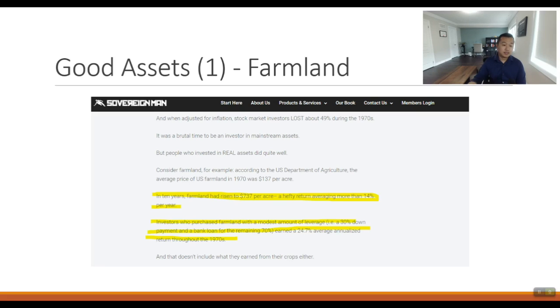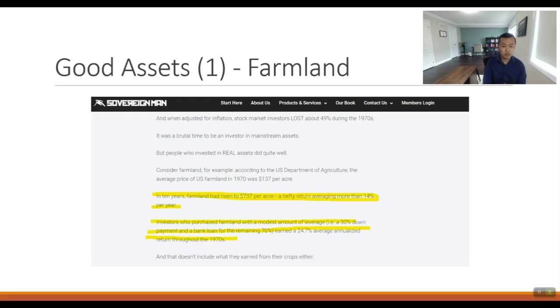So in those 10 years, farmland rose from 130 per acre to 737. Wow, so basically a $600 gain on top of a 137 base price. So that is 14% price appreciation every year.